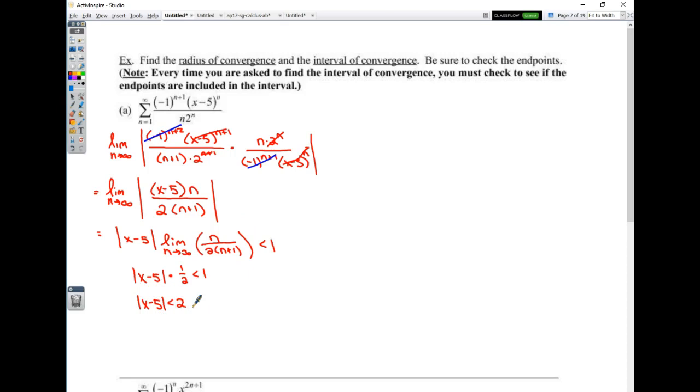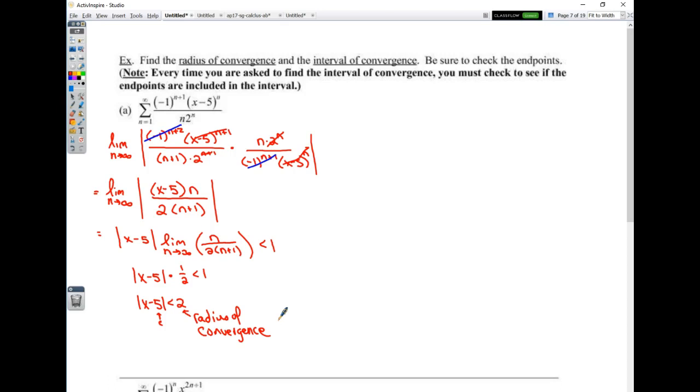Ladies and gentlemen, here's my C. That 2 is my radius of convergence. We're halfway done. Kind of.